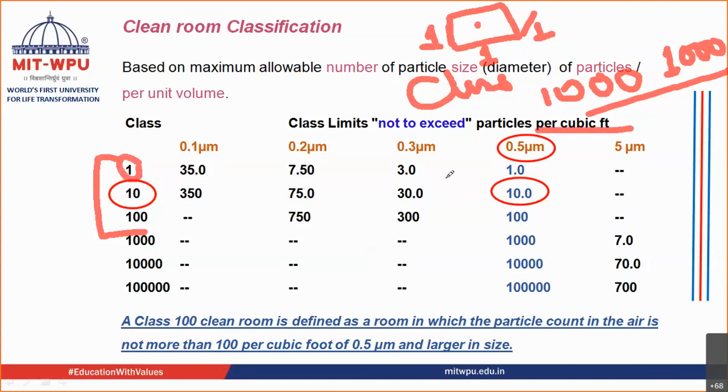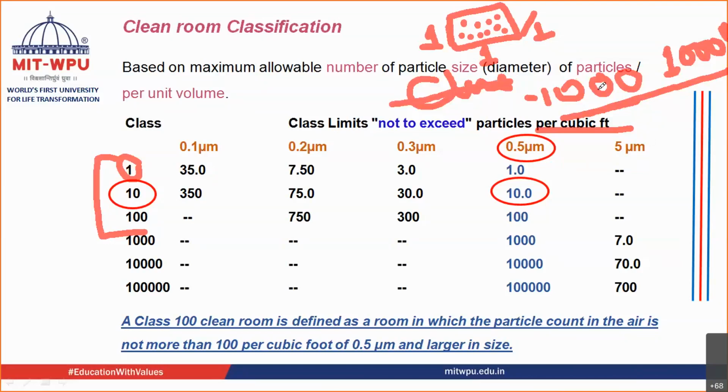Got it? Now you have another class, class 10. In 1 cubic foot of area, you have 10 particles. So 1, 2, 3, 4, 5, 6, 7, 8, 9, and 10. So 10 particles are present in this 1 cubic foot area. If you have an area of 1000 cubic feet, then how many particles are present? 10,000 particles are present. This is just taken as an example.